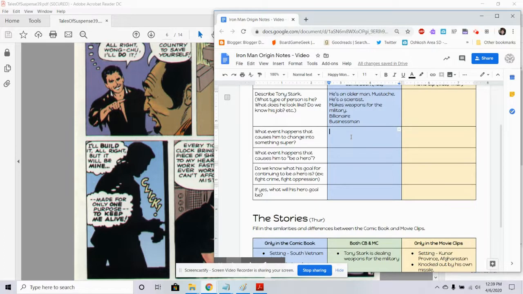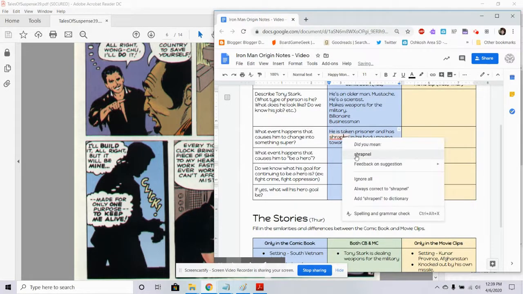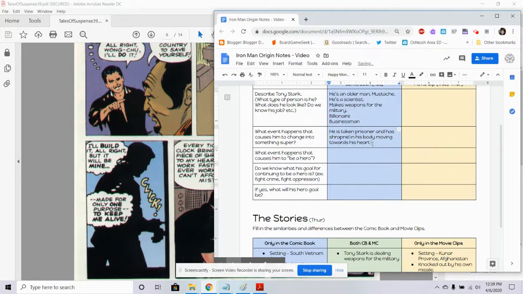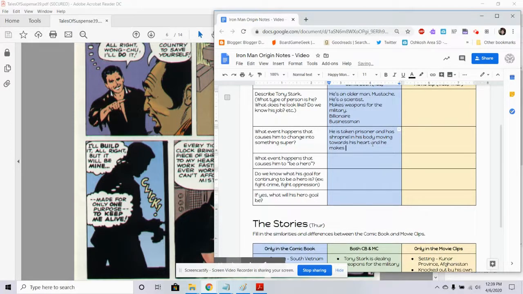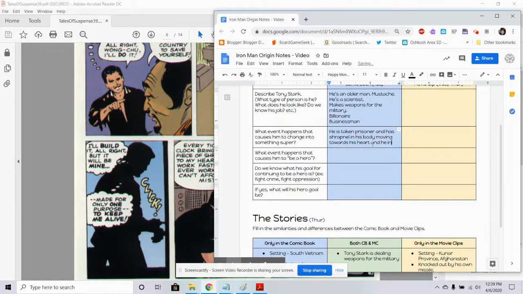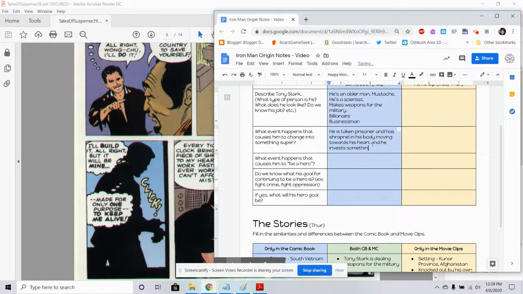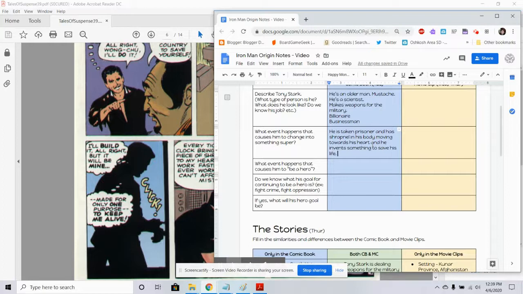Well, we find out that he is taken prisoner and has shrapnel in his body moving towards his heart. And he invents something to save his life. So he's going to essentially invent the Iron Man suit.